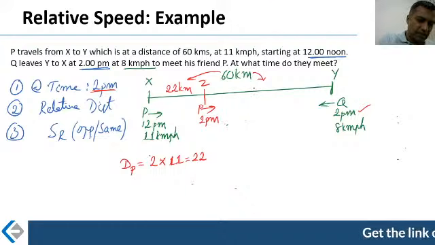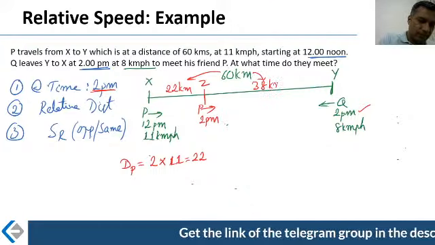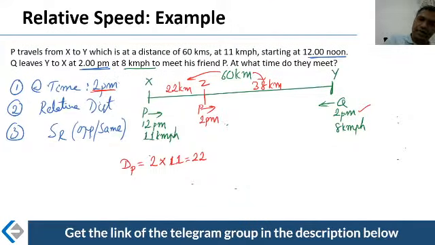Therefore, the remaining distance is nothing but another 38 kilometers. That's a point here. Relative speed comes into the picture at 2 p.m. What is the relative distance? Relative distance is 38 kilometers. These are the 2 points I should be ready with.